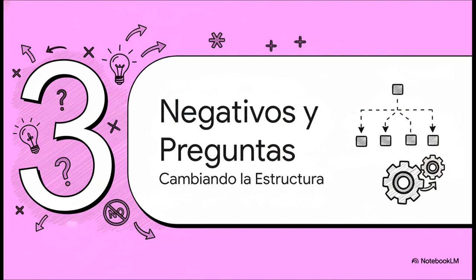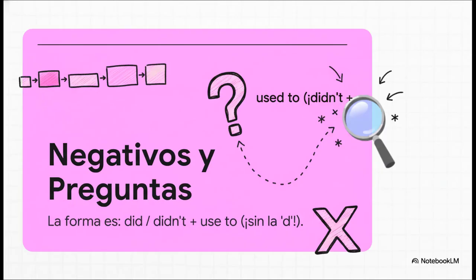All right, this is where we need to pay a little more attention because the structure changes slightly. To make a negative or to ask a question, we need a helper verb. So the crucial point is this. The helper verb did or didn't already marks the past tense, so used loses its D and goes back to its base form, use. This is key. It's didn't use to, not didn't used to.